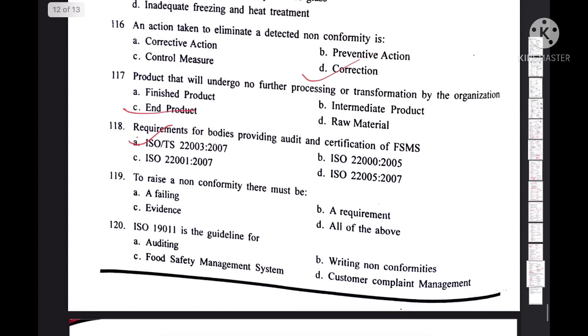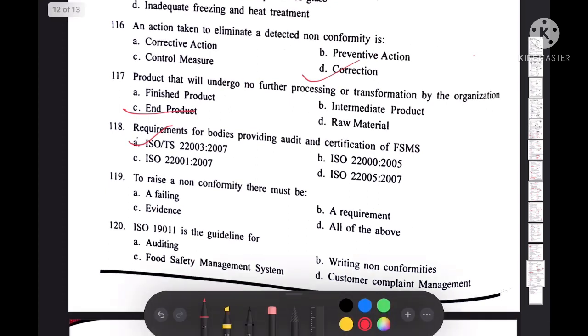Next, ISO 19011 is a guideline for auditing, writing non-conformities, food safety management, or customer complaint management. So ISO 19011 is a guideline for auditing. Okay. So ISO 19011 is defined as the standard that sets forth guidelines for auditing management systems. Okay, so the standard contains guidance on managing an audit program and the principles of auditing and the evaluation of individuals responsible for managing the audit programs.